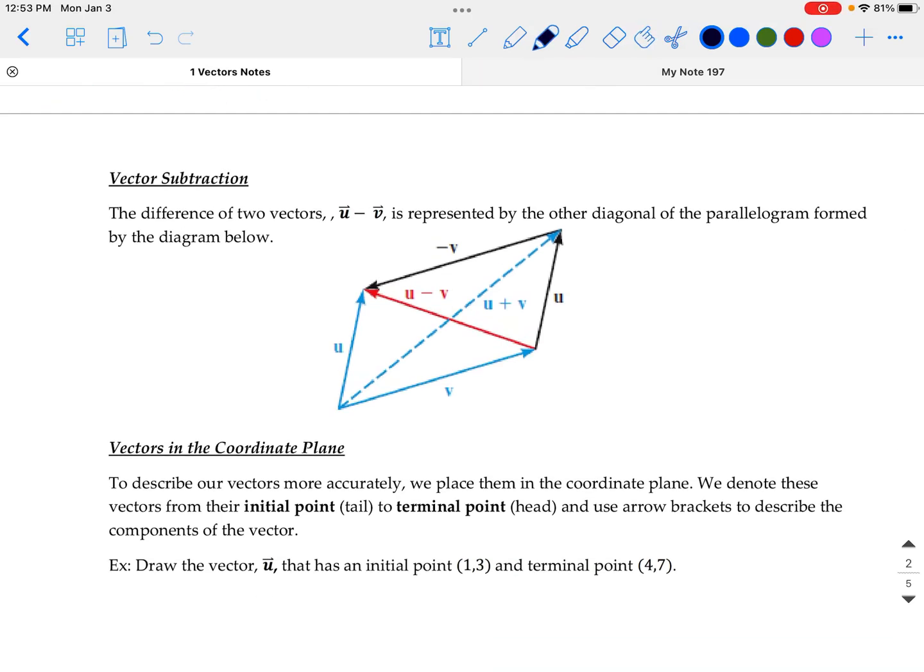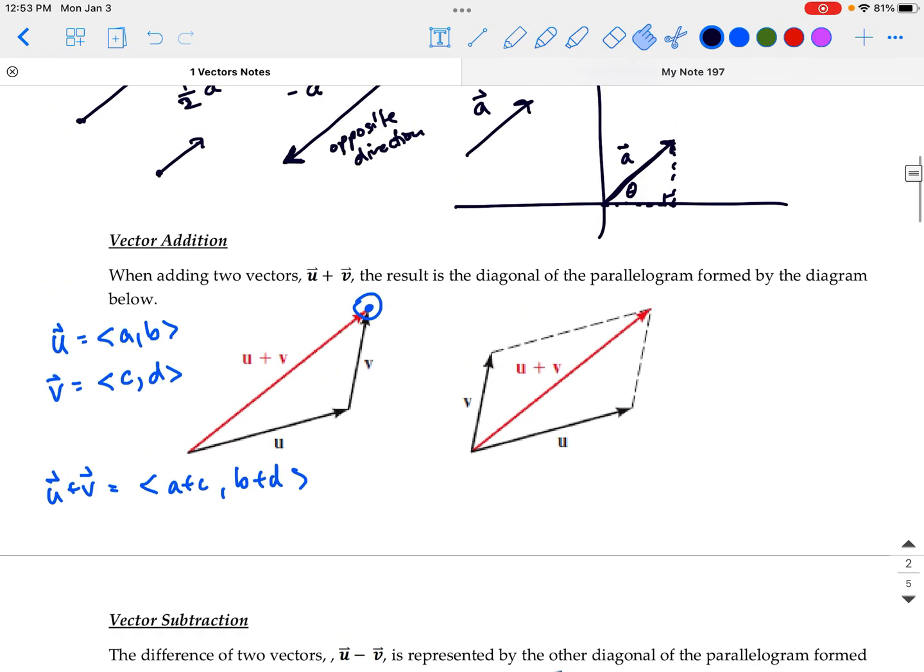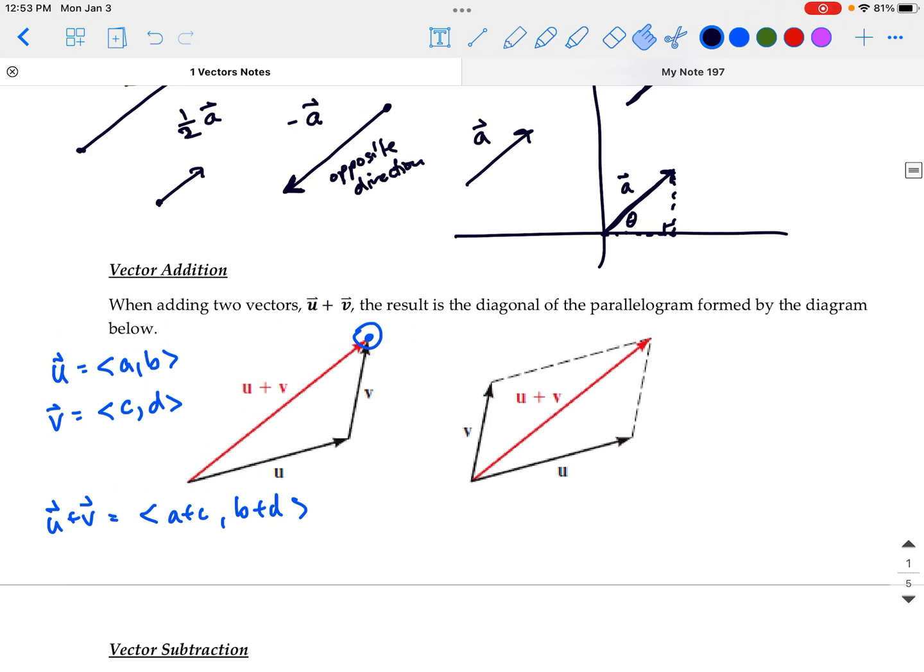Welcome back, everybody. So we're in the second part of the notes here on this second page. We're going to be looking at vector subtraction as well as vectors in the coordinate plane. So note from last time, we kind of quickly discussed vector addition as being, adding two vectors is going to represent the diagonal of a parallelogram.